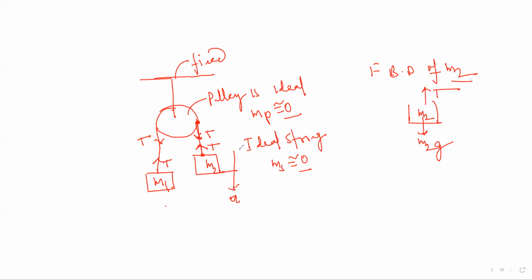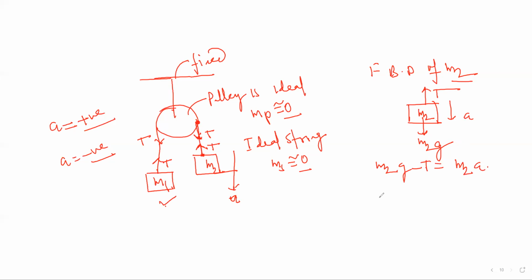Listen carefully. Once you have assumed the direction of acceleration, if in the final result the acceleration comes out positive, that means your assumption was perfect. If acceleration comes out negative, that means your assumption is exactly opposite to the reality. The magnitude of acceleration is exactly the same, but the direction is just opposite to your assumption. As we have assumed the acceleration of m2 vertically downward, of course m2g will be dominating, that's why it is accelerating downward. So we will write m2g minus T is equal to m2 into a.